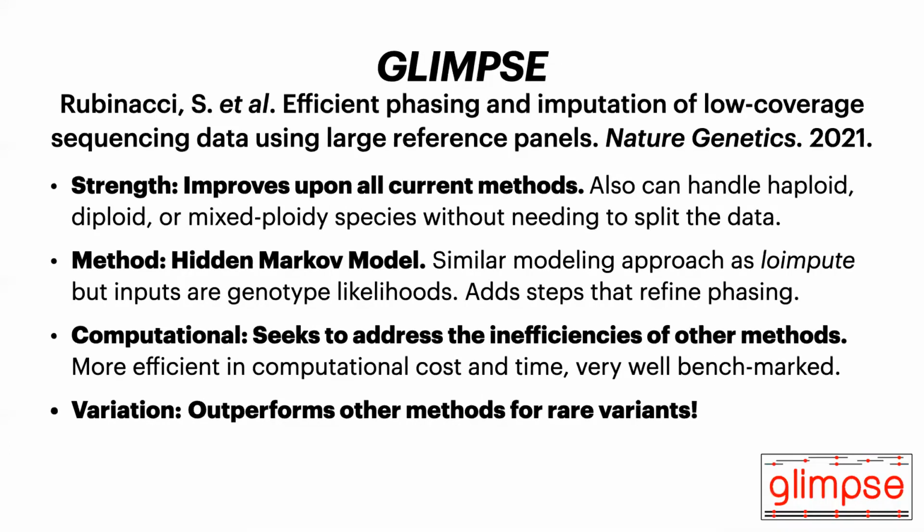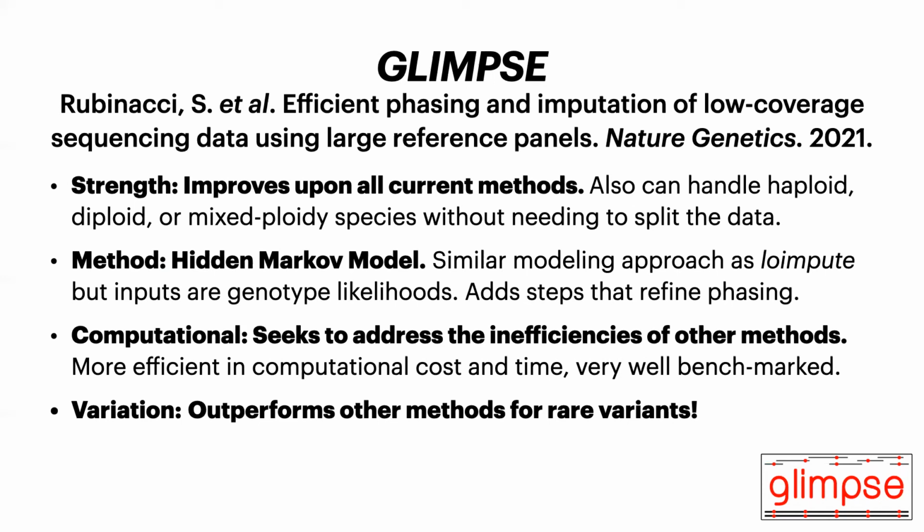The newest method for imputing low coverage sequencing data is GLIMPS, which stands for something, but it didn't actually work as an acronym. So I don't know, but the strength here is that they actually sought out to improve upon all the existing low coverage sequencing techniques or low coverage imputation techniques. So it improves upon all the current methods. It can also handle haploid, diploid, or mixed ploidy species without doing any splitting of the data.